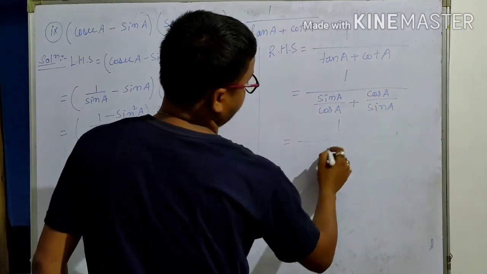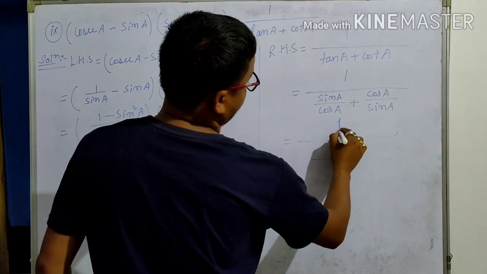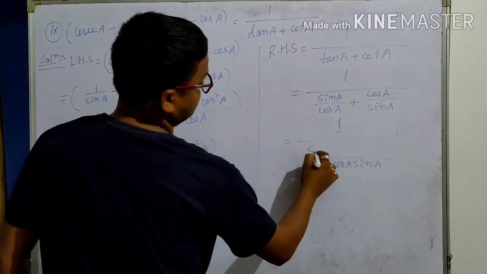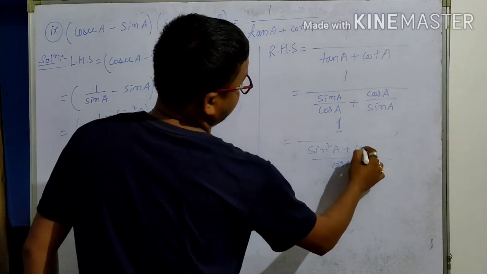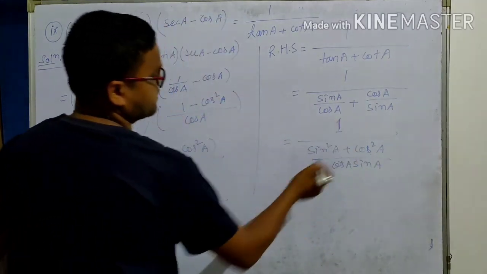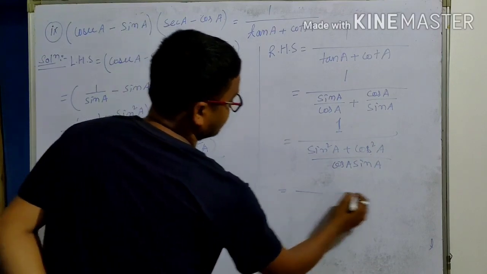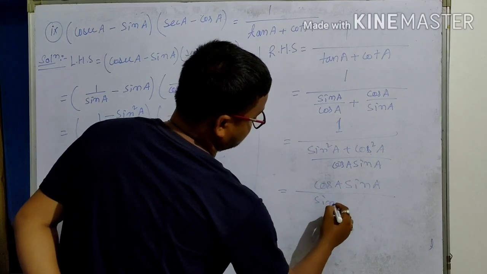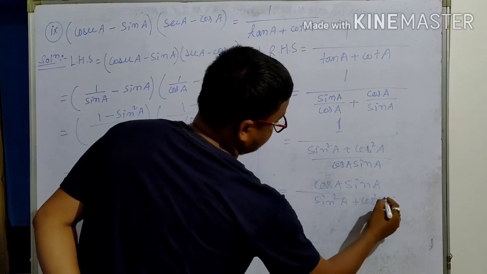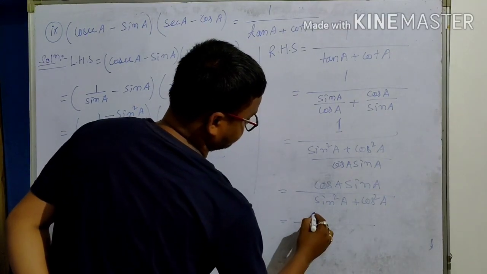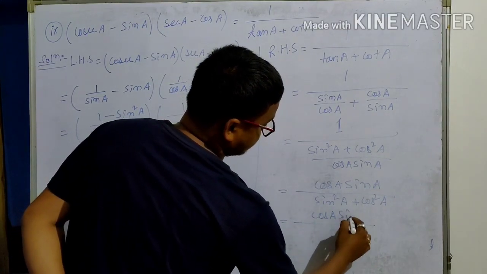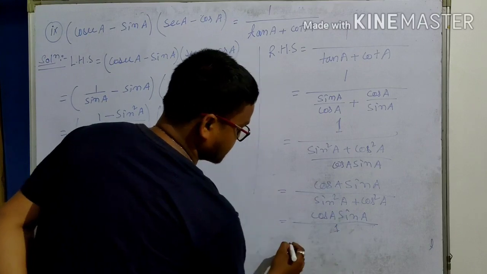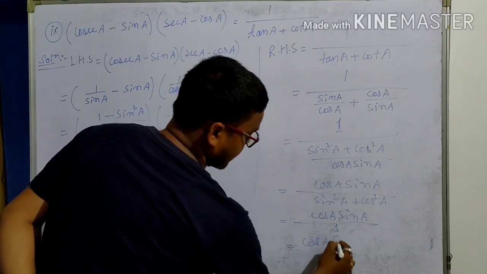Okay, now in the denominator part take the LCM, cos A into sin A. So here you will get sin squared A plus cos squared A in the numerator, divided by cos A sin A. Now you see, what is the value of sin squared A plus cos squared A? This will be 1. So finally you will get 1 by cos A sin A.